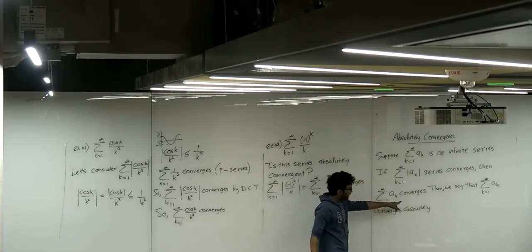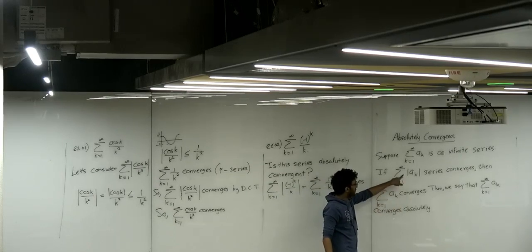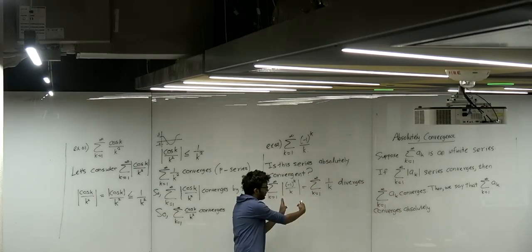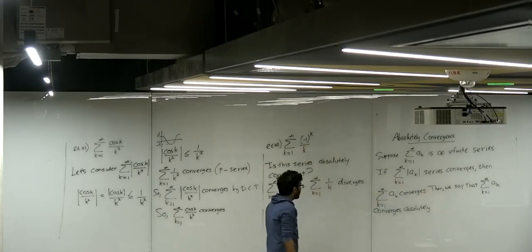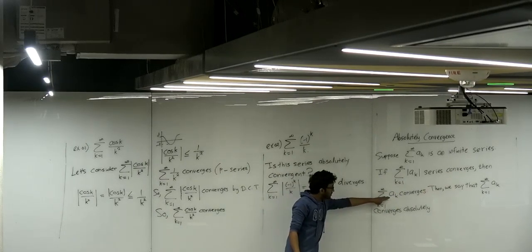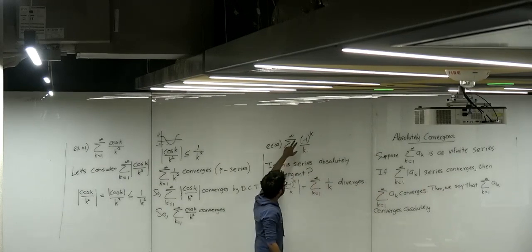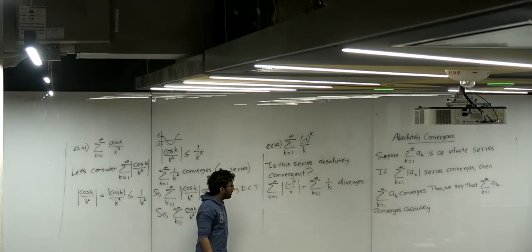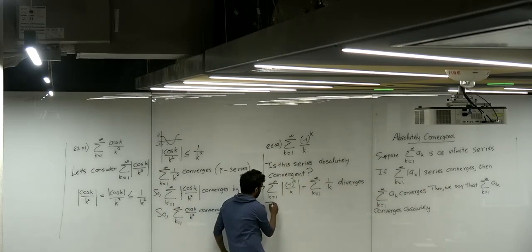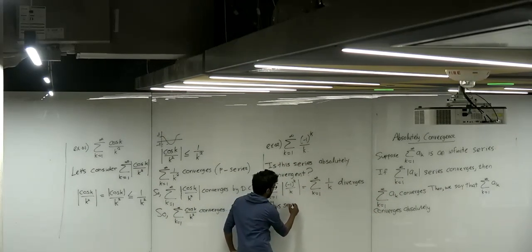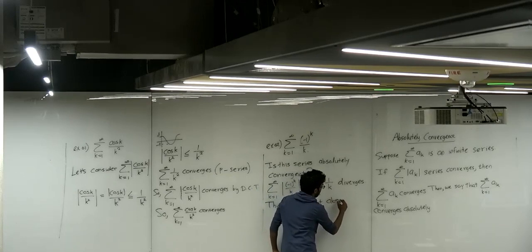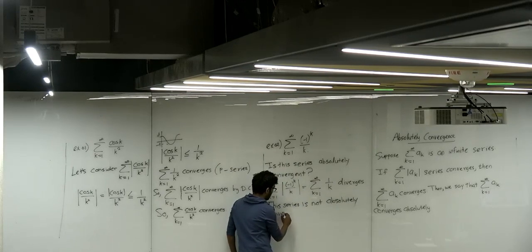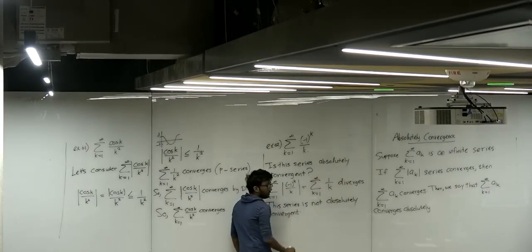So can I come to a conclusion now? No, right? Because now the series that consists of absolute values is going to diverge. It is not going to converge. So I cannot say anything about the convergence of this one from this. Okay, right. So we say that this series is not absolutely convergent.